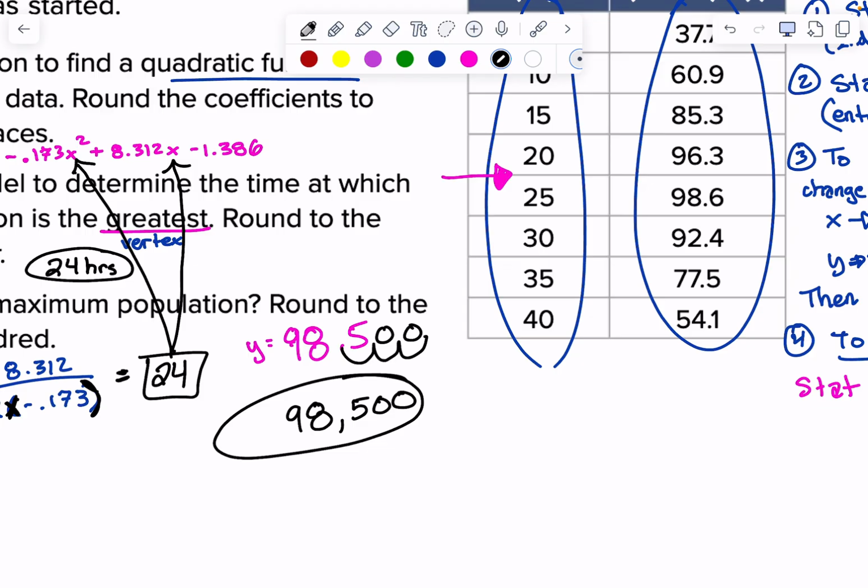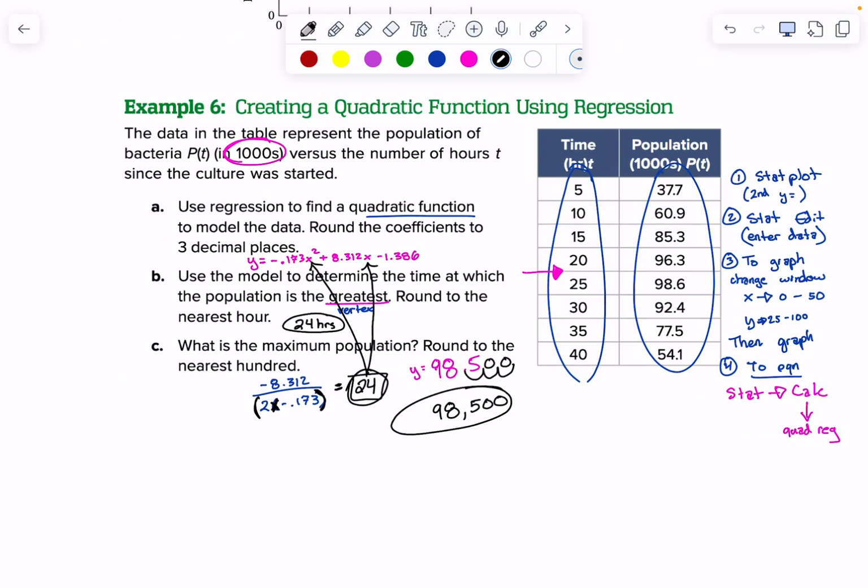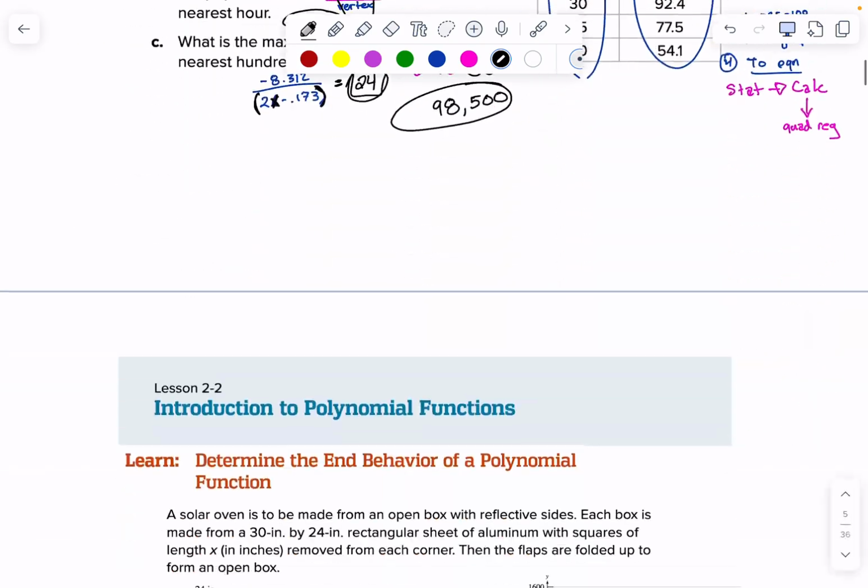Okay, but you know why, probably? Because we rounded this 24, so it's probably a little bit different. There you go. Okay, there's that. Beautiful. Good. 98.6. All right, that is all.